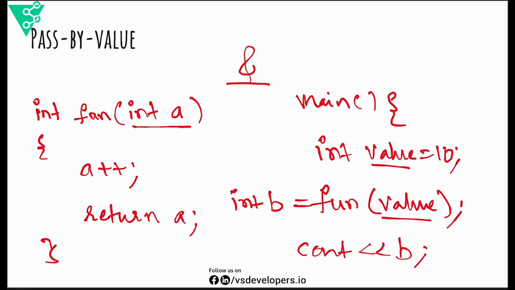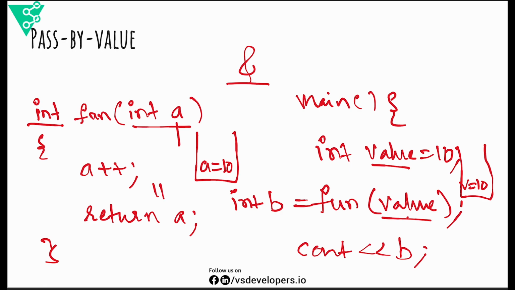Now here, what is happening: you are sending the value, and when it comes here, it is stored in this function's local memory as a equals 10, whereas value is local to the main method, which has value as 10. Now you increment it here, which will become 11, and you return 11 as this supports an integer return type. Now b holds 11, and value continues to be the same, 10. You see the difference, right?